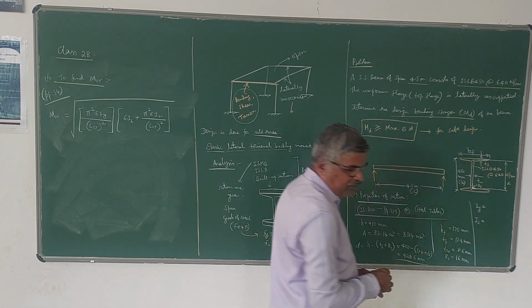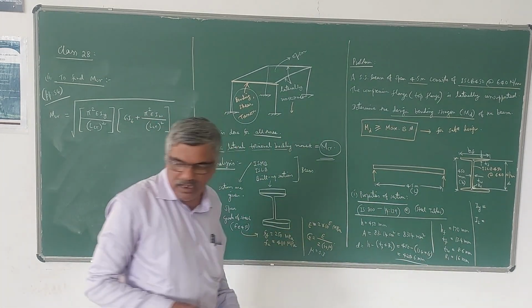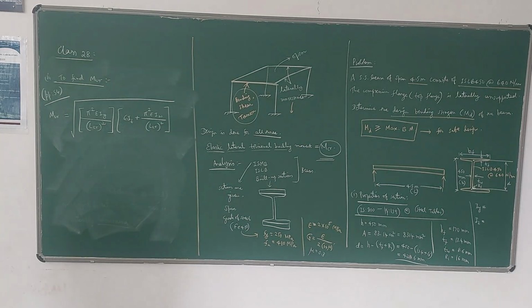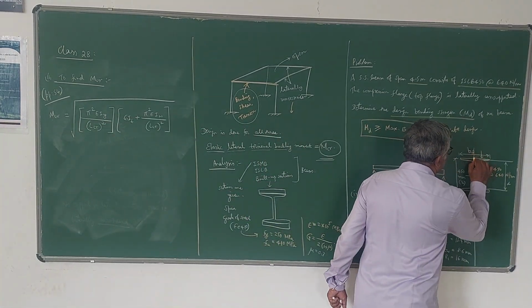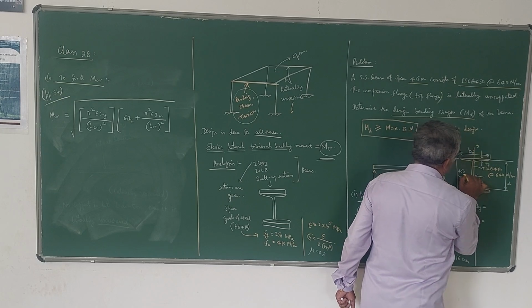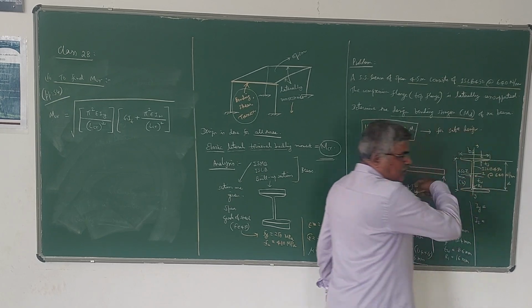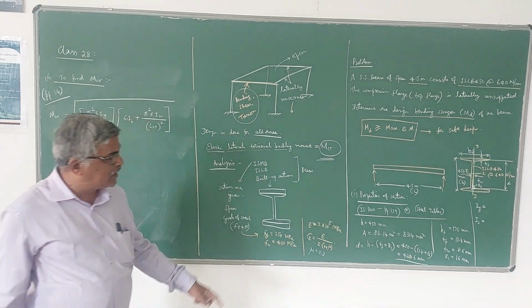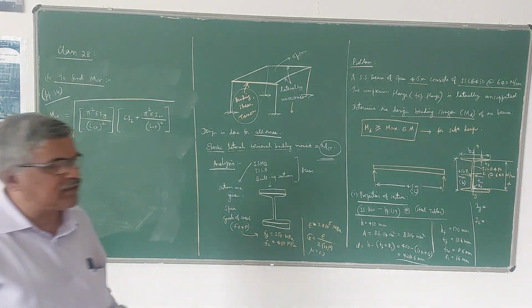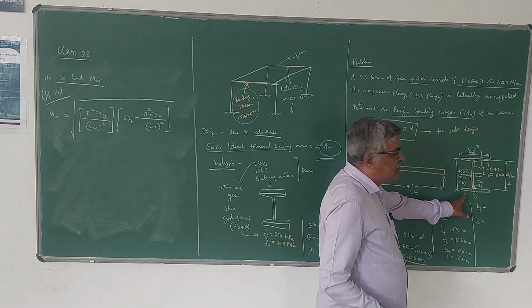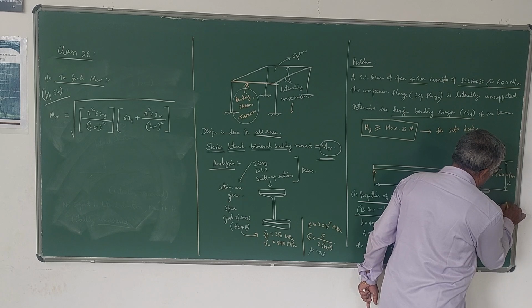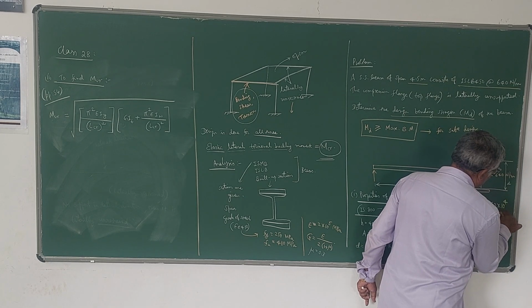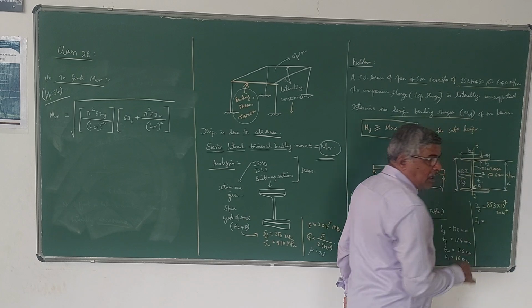What is IY? Moment of inertia about the vertical axis. That is IY. This is the y axis. This is the z axis, not x axis. We are going to take it as z. So you write down the IY value and IZ value. IY value for this section is 853 into 10 to the power of 4 millimeter power 4. Correct?